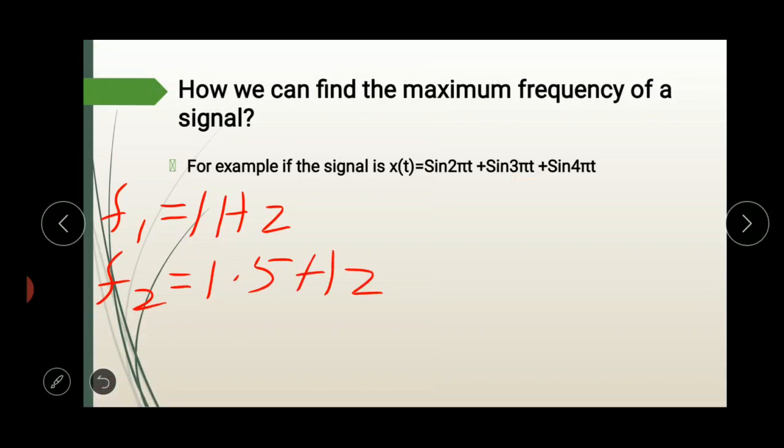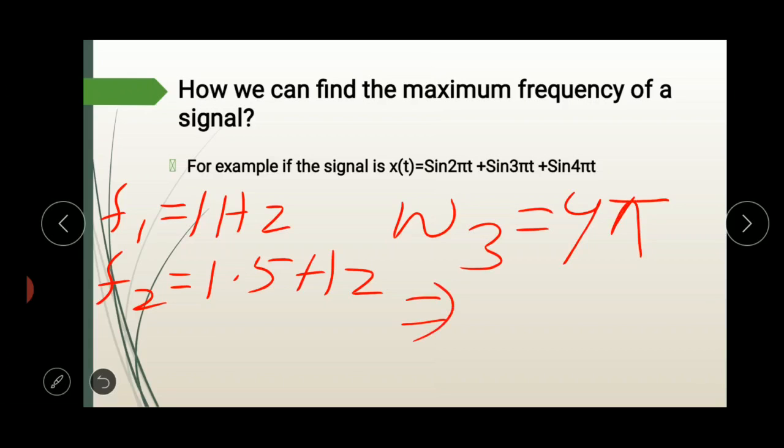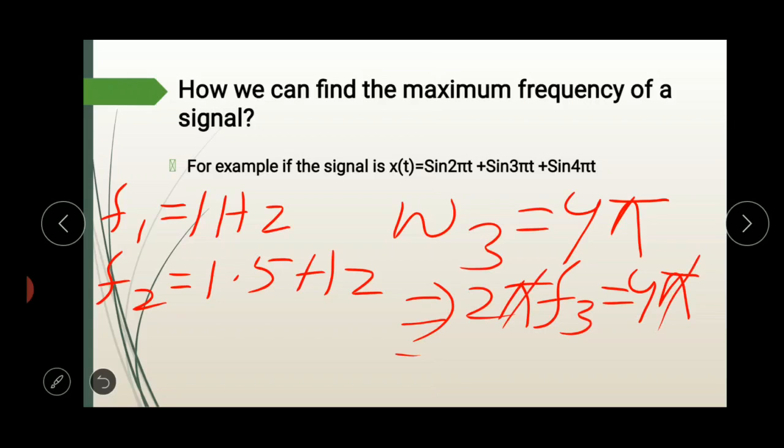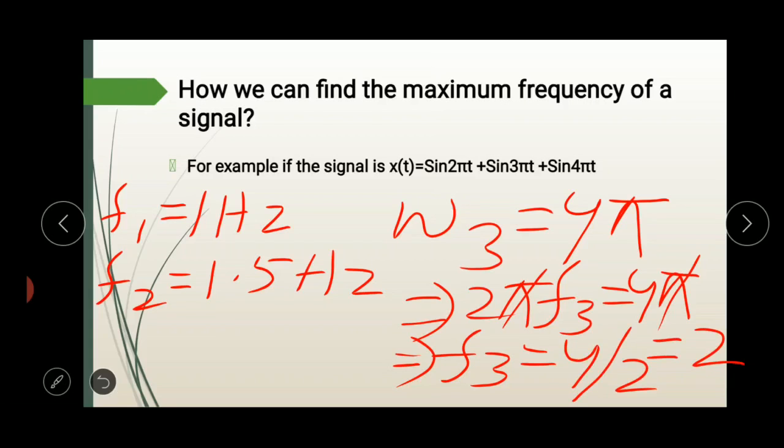Then the third frequency, omega 3, equals 4 pi. So 2 pi f3 equals 4 pi. Pi cancels out. Then f3 equals 4 by 2, so it is 2. So f3 equals 2 hertz.